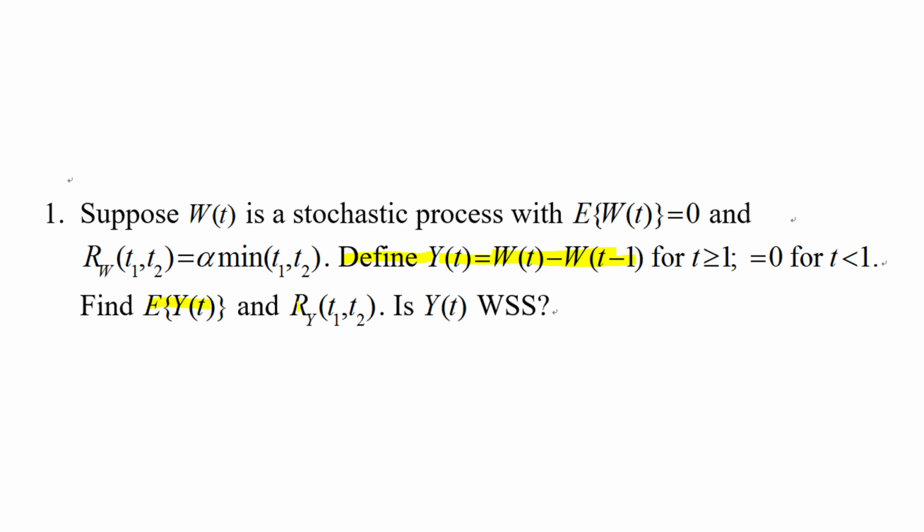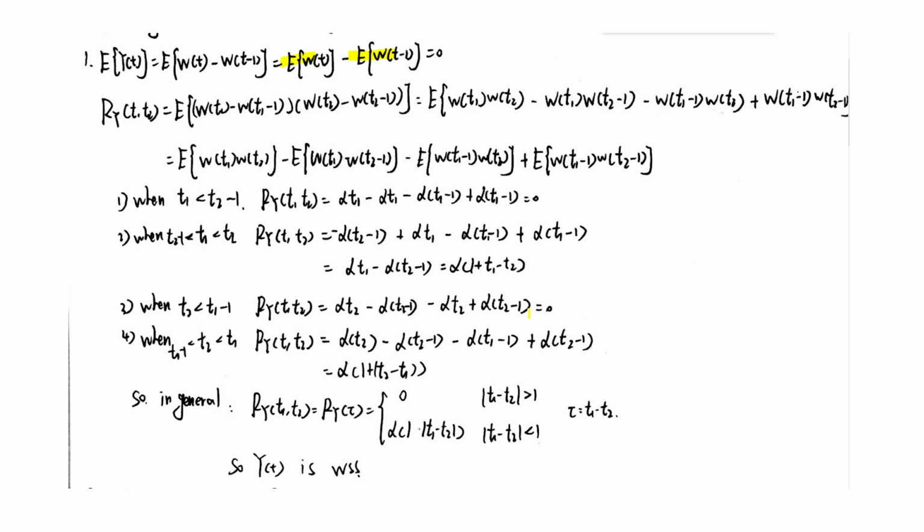And the second part, we need to find the value of R_Y(t1, t2). Similarly, we can find the value of R_Y(t1, t2) by applying the definition. So R_Y(t1, t2) is equal to E[Y(t1) multiplied by Y(t2)], and we already know that Y(t) is equal to W(t) minus W(t minus 1). So we can expand the expression like this.